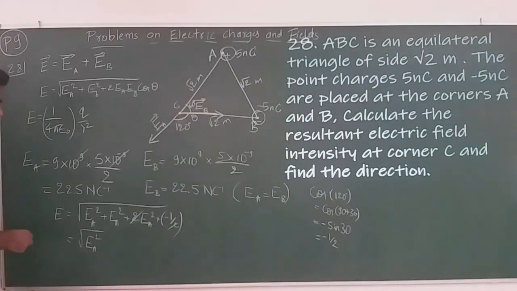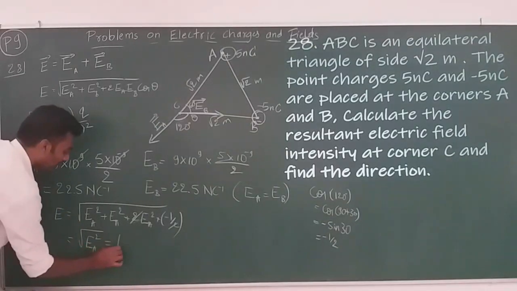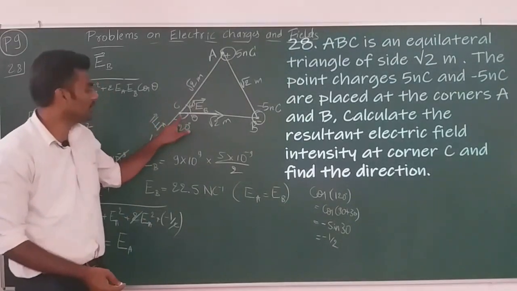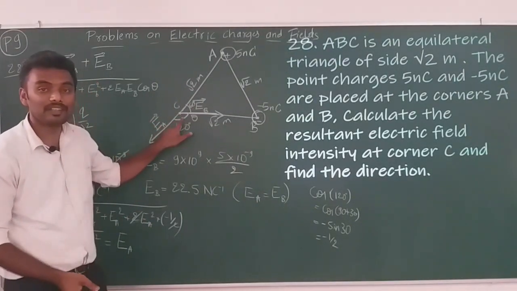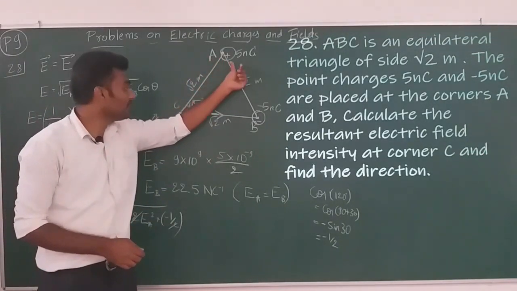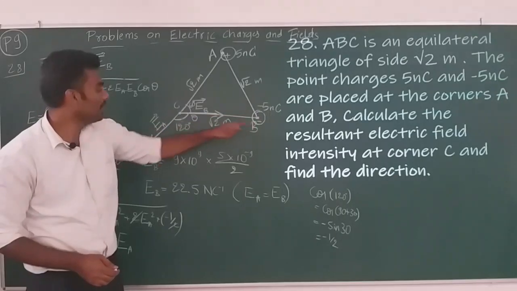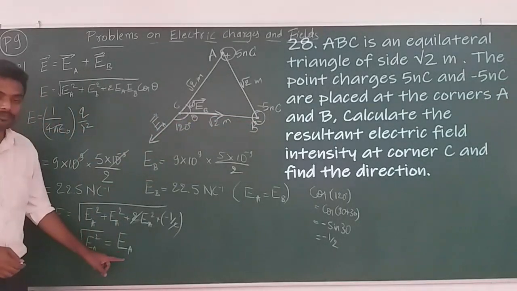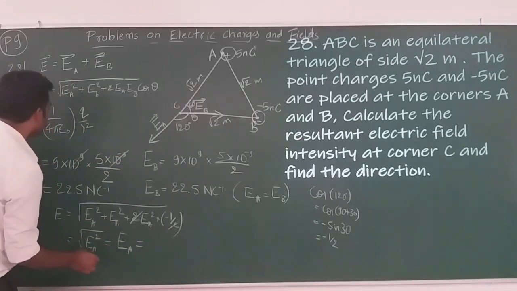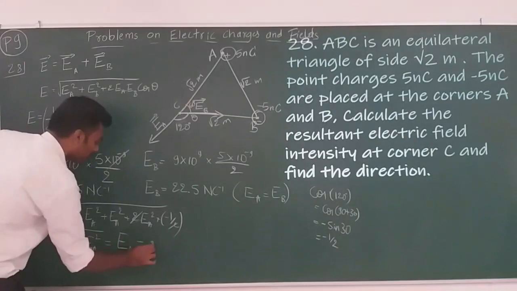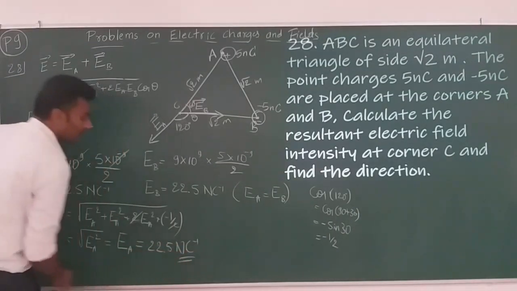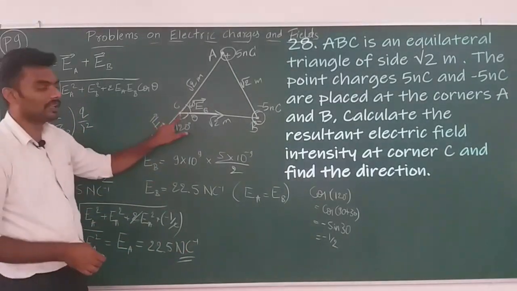So, root of EA squared is equal to EA. So, the magnitude of electric field at this point C is actually same as that of the individual fields. Whatever the value of EA we have is equal to EB, and the resultant is also the same, EA, right. So, the net electric field E is equal to EA, which is equal to 22.5 Newton per coulomb. So, this is the magnitude of net electric field at point C.